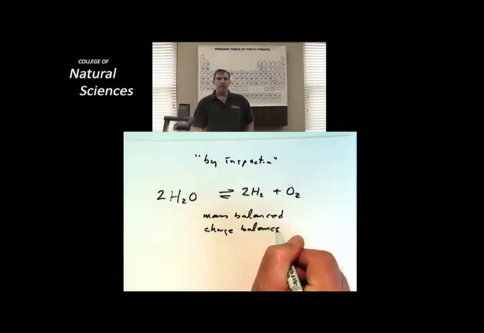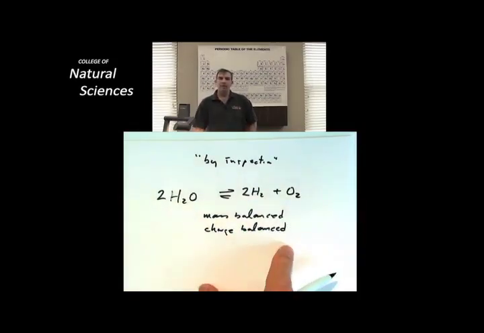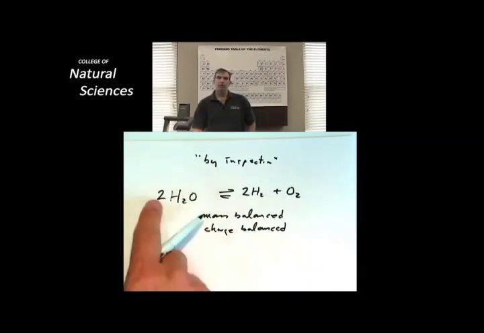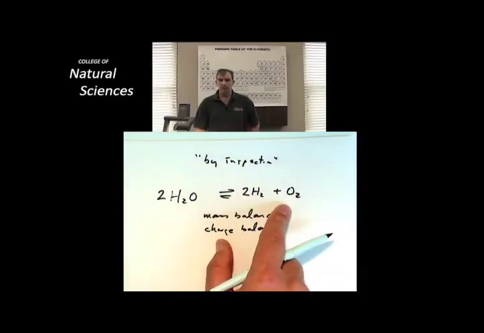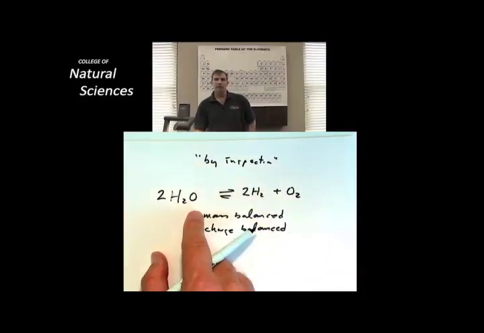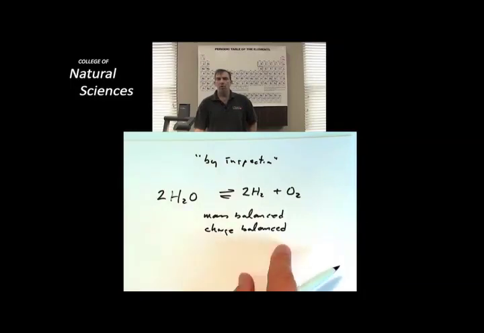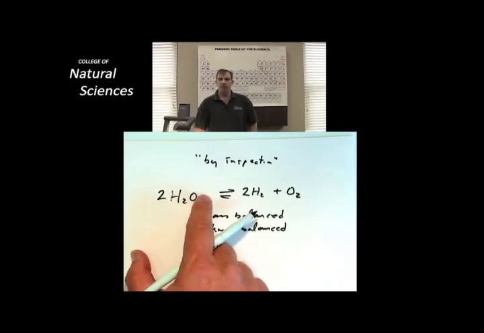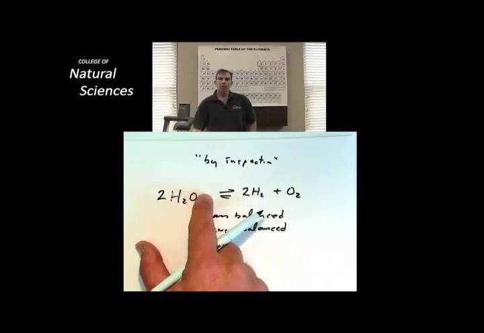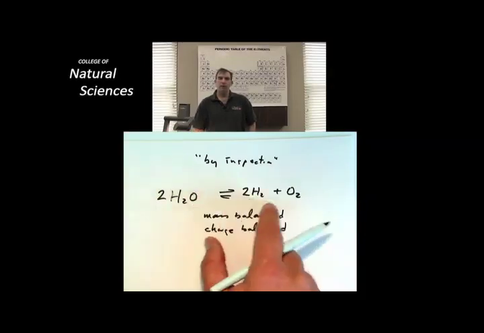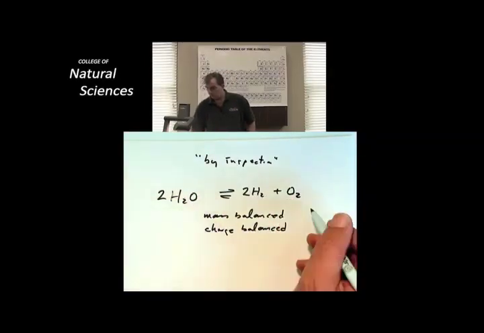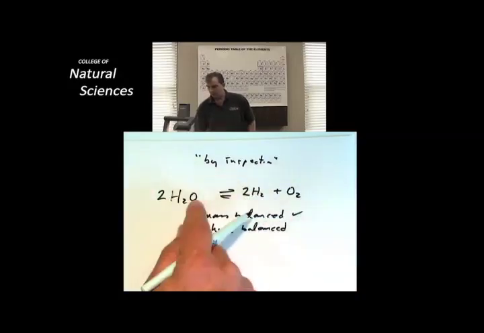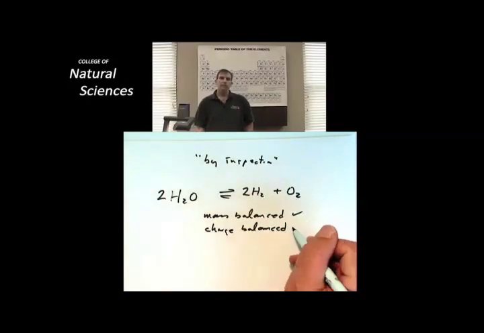To be charge balanced suggests that I need to make sure that whatever the charge is on the left side, it has to be equal to the charge on the right side. Well, this one's a pretty easy one to see because although we don't really think about charge balance, I've got no charge on the left side, everything's neutral, and I've got no charge on the right side, everything's neutral. So not only am I mass balanced because it's 4 and 4, 2 and 2, but it is charge balanced because it's 0 and 0.